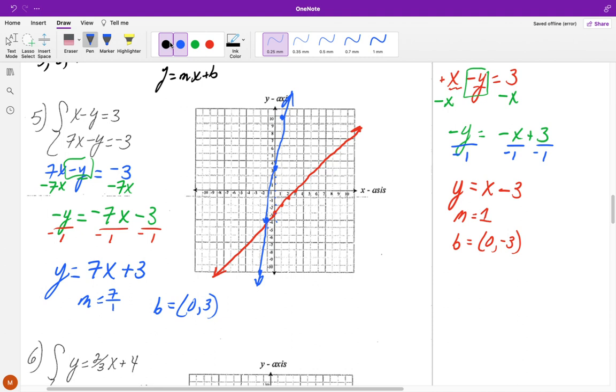So this is where they share. This point is where they overlap. That is negative 1 for x, so our answer is negative 1. And down 4 for y. So negative 1, negative 4 would be our answer.